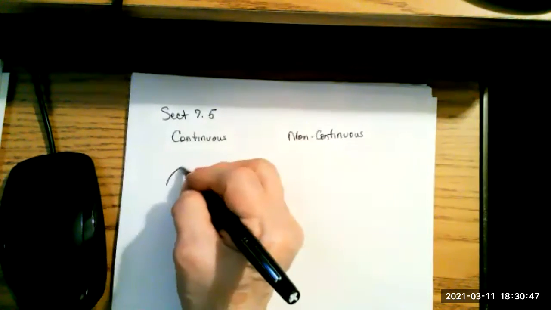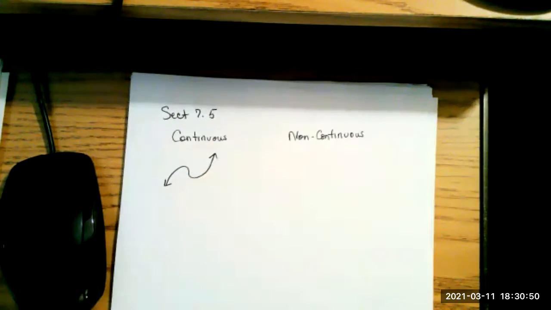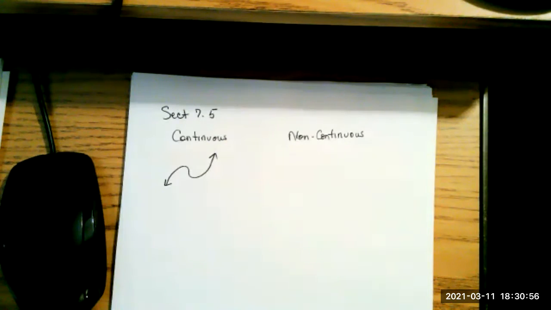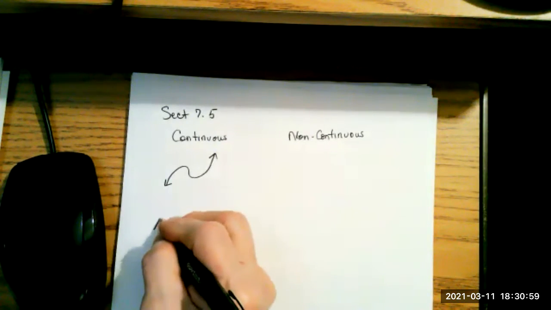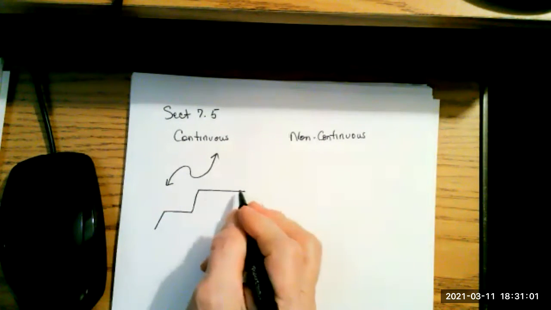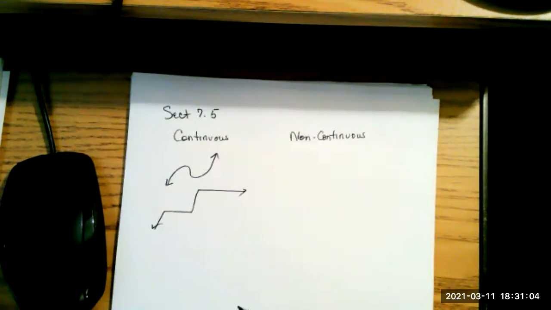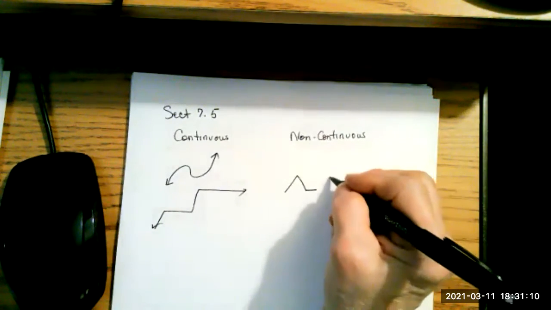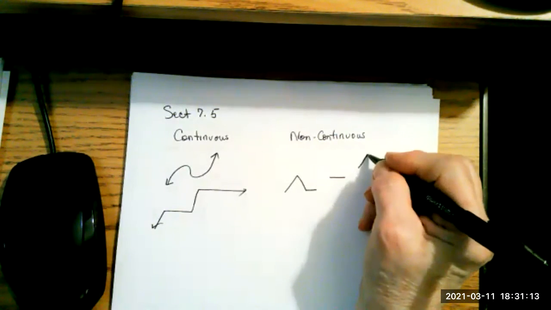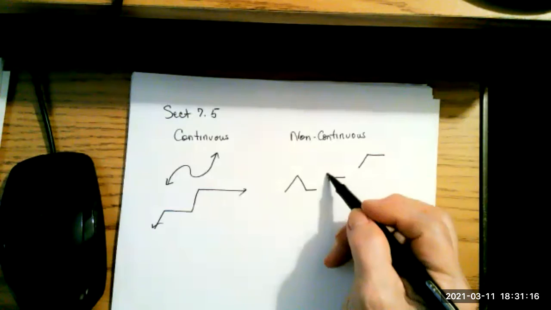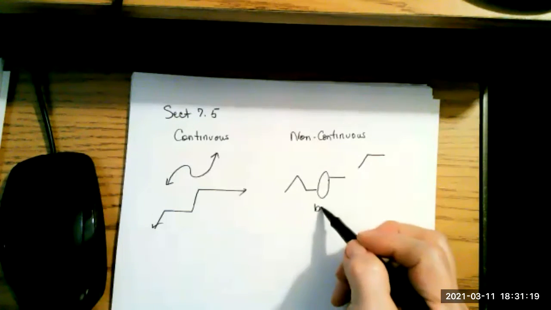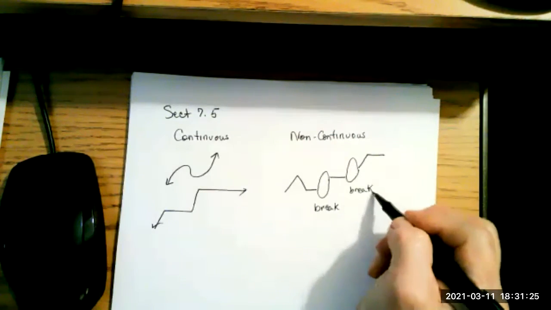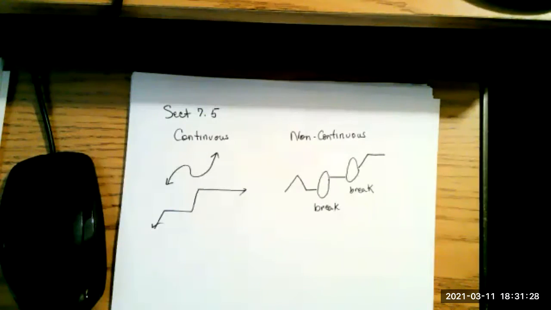All right, continuous looks kind of like that. That's not the only kind, but there's no breaks in here. It just goes from one side to the other. Another one could be something that looks like this. There's no break in it. Whereas in a non-continuous function, which we're going to have some of tonight, there's some breaks. There's a break right here, and there's a break right here.